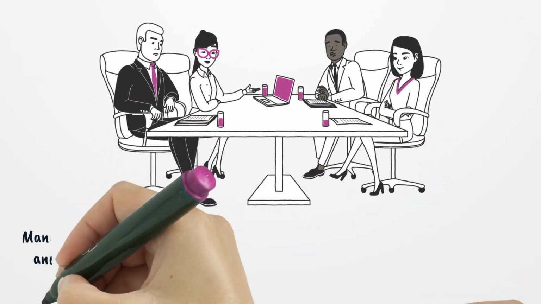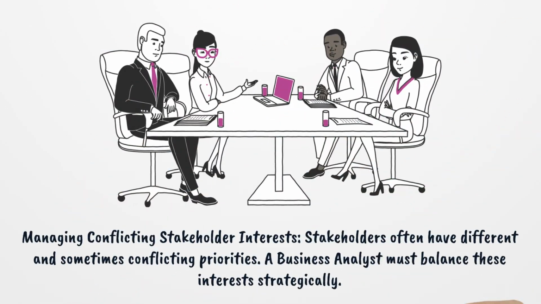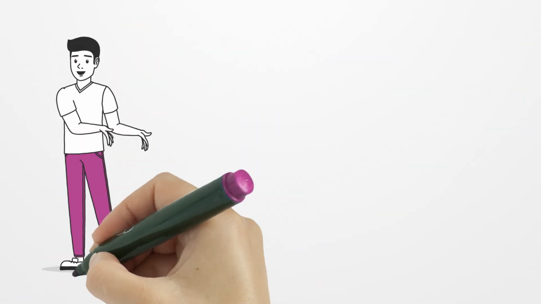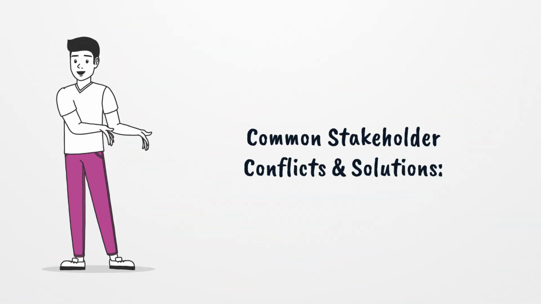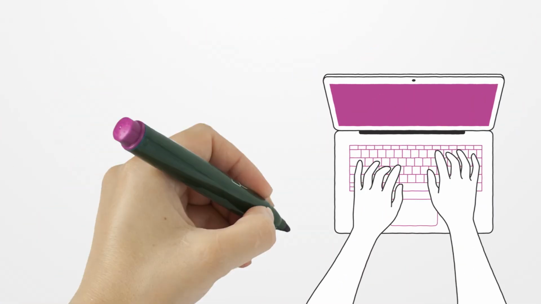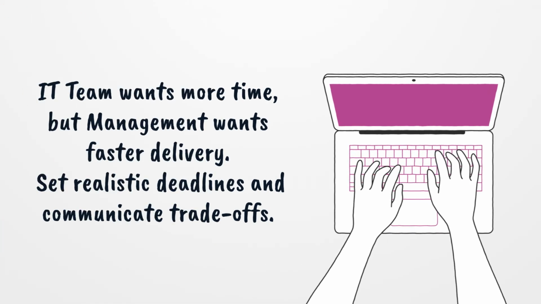Managing conflicting stakeholder interests. Stakeholders often have different and sometimes conflicting priorities. A business analyst must balance these interests strategically. Common stakeholder conflicts and solutions. Conflict: IT team wants more time, but management wants faster delivery. Solution: Set realistic deadlines and communicate trade-offs.